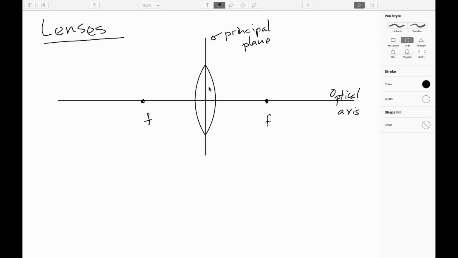Usually, it is a piece of material, usually of higher index of refraction than the surrounding medium, although that's not required. But usually the surrounding medium is air, and the lens is something like glass. But other possibilities are there.